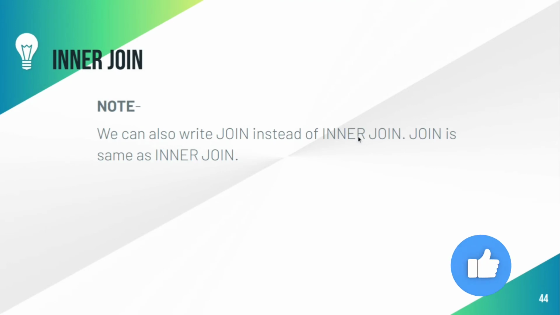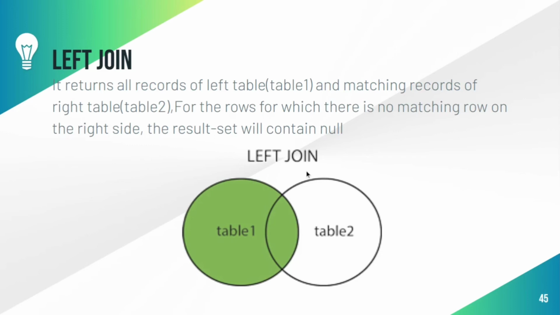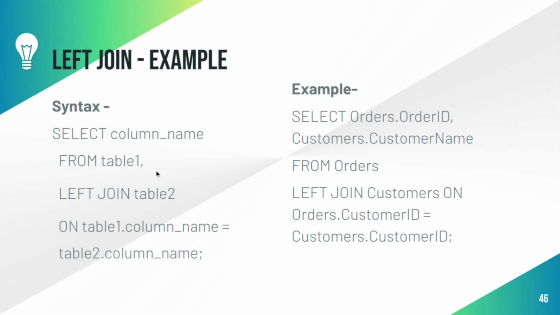And we can also write join instead of inner join. Okay, so next, left join. It returns all records of left table and matching records of right table. For the rows for which there is no matching rows on right side, the result set will contain null. Okay, so let's check the syntax of it. Select column name from table 1, left join table 2 on table 1 dot column name is equal to table 2 dot column name. Okay, so let's check it in the editor how it's working.